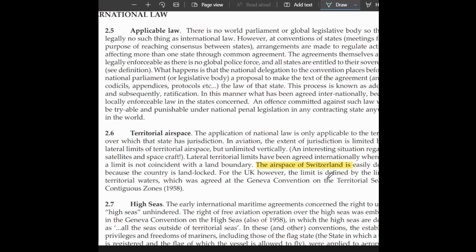The airspace of Switzerland is defined because the country is landlocked. However, for the UK and India, the limit is defined by the limit of territorial waters. One thing about aviation is that aviation has sort of been derived from shipping. So there is a lot of similarities between how ships work and how aircraft work.